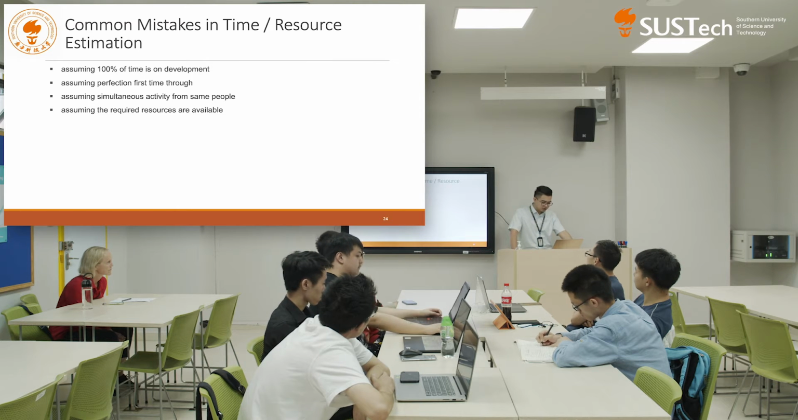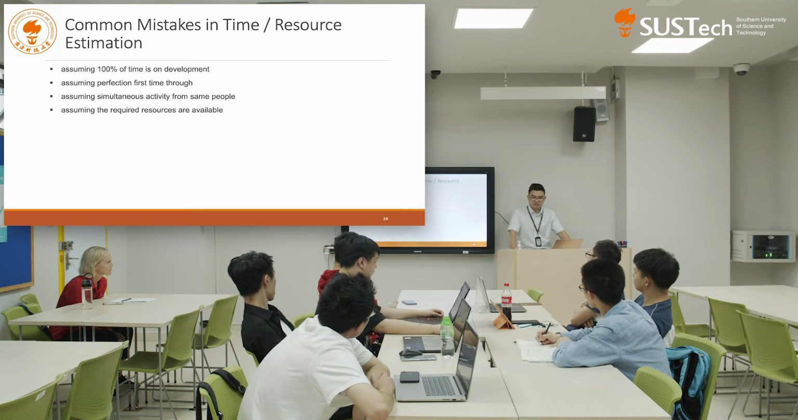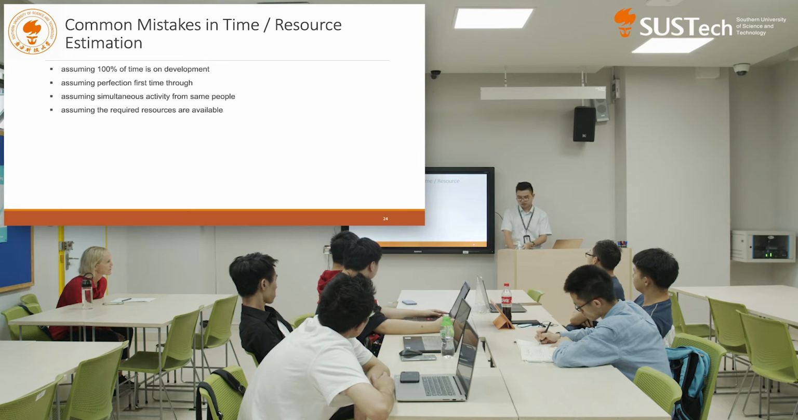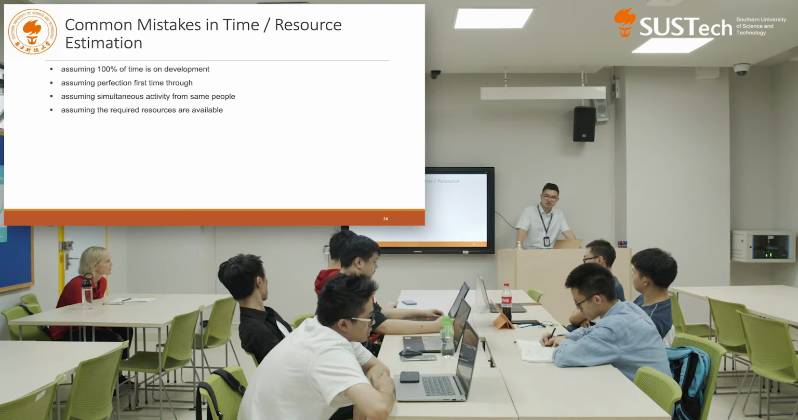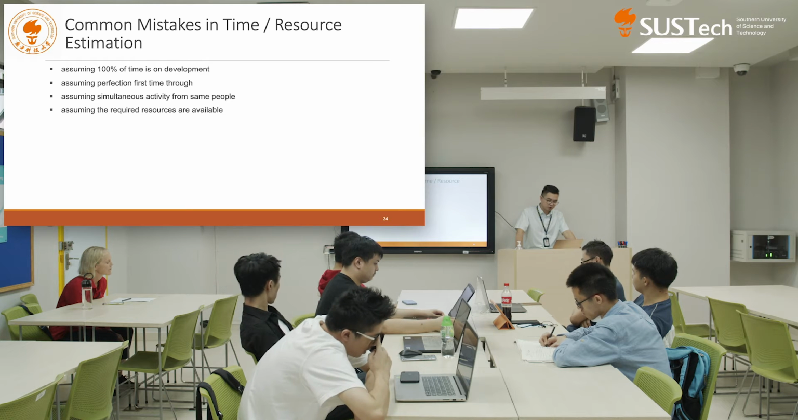Another common mistake is assuming simultaneous activity from the same people. And that's a very common mistake, right? When you're doing the Gantt chart, those two tasks are kind of in parallel, but actually they are accomplished by the same person, by the same individual, and that's not realistic, right? So this is a mistake that the design team, the engineering team will always make.